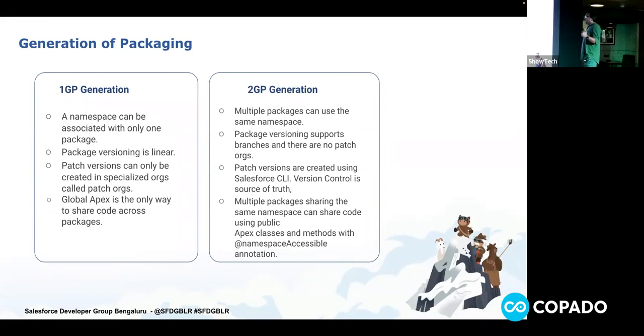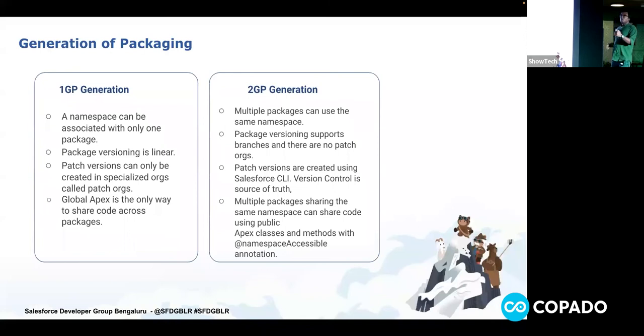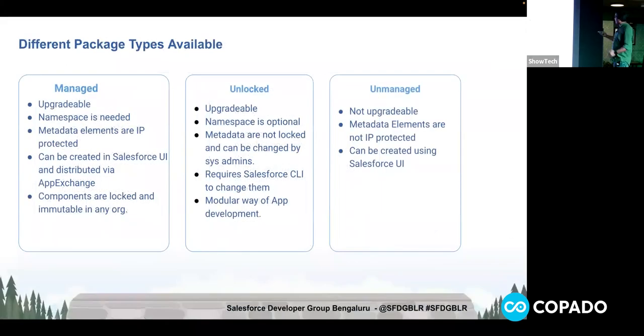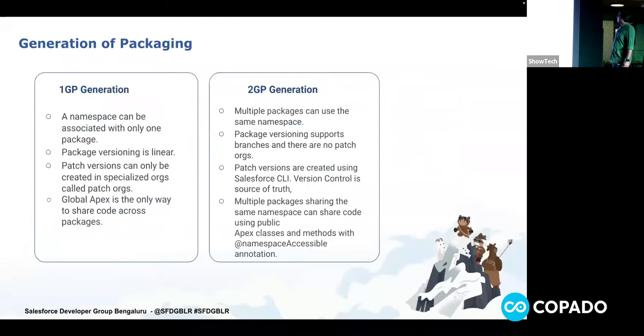Second is package versioning is linear. There is a format that we follow, 1.0, 1.1, 1.2, and like that. When you want to move from the linear version, you can move to branching. Sorry for that. So breaking from linear to branching will be covered in Ancestry. So right now we can understand that 1GP doesn't support that. In 2GP, you can break from the linearity, you can move into the branching.